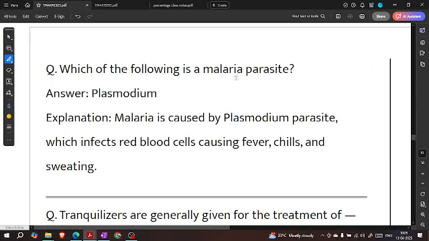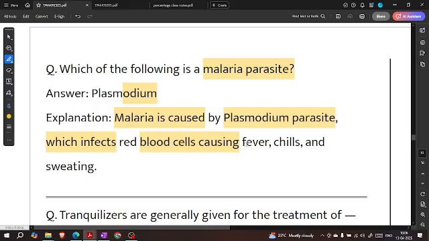Which of the following is a malaria parasite? Plasmodium. Malaria is caused by Plasmodium parasite, which infects red blood cells, causing fever, chills, and sweating.